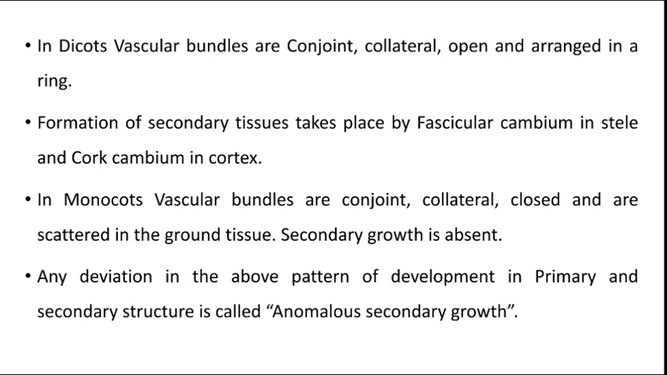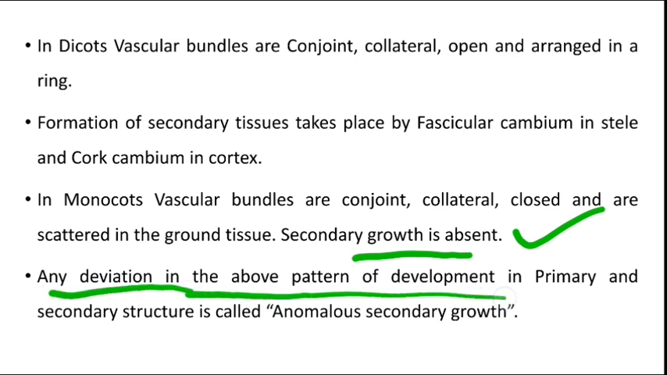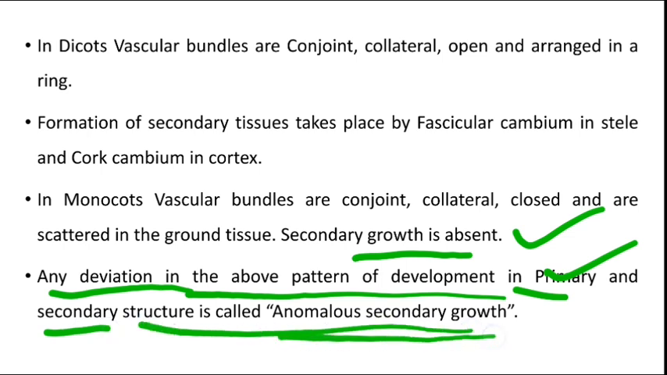In monocots, vascular bundles are conjoined, collateral but closed. That means cambium is absent, and the bundles are scattered throughout the ground tissue. They are not arranged systematically in a ring. Secondary growth is totally absent because they lack cambium, and cambium is the part from where secondary growth takes place. Any deviation in the above pattern of development in primary and secondary structure is called anomalous or abnormal secondary growth.